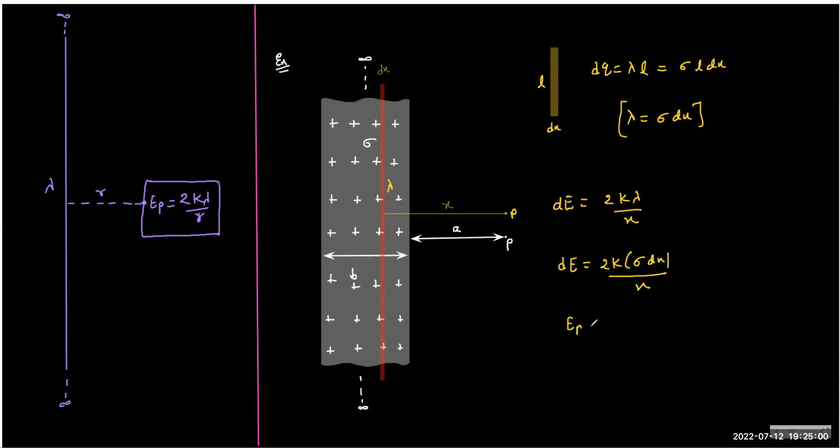So the net field at the point P will be the integration of dE, correct? And this integration will give you 2k sigma integral dx by x. Now x will vary from where to where to cover the entire sheet? What is the limit of integration? Chris, tell me what is the limit of integration?